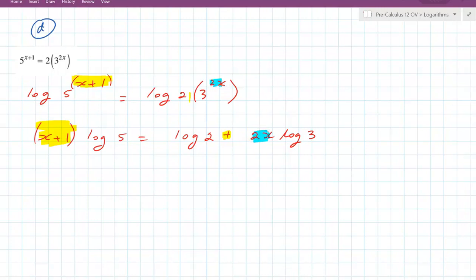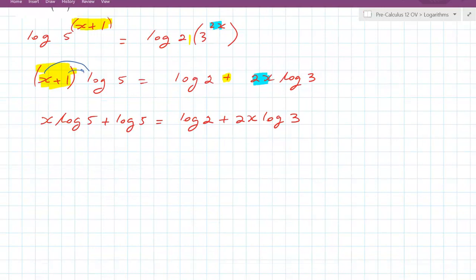Now we need to simplify, and in this case you just have to multiply through. Make sure that x is multiplied by log 5 and 1 is multiplied by log 5, expand and then collect like terms. So that's what you will get. Simple as that. You will get a setup like this.